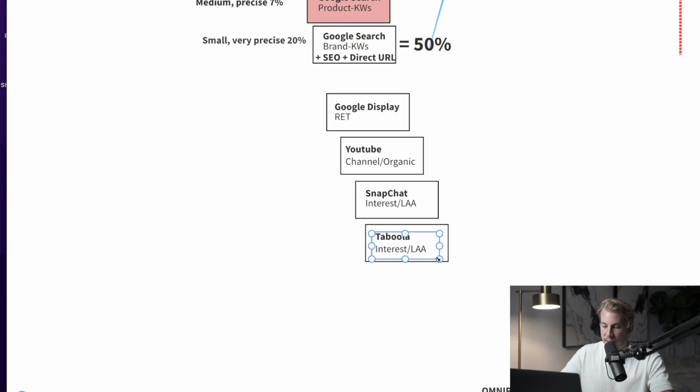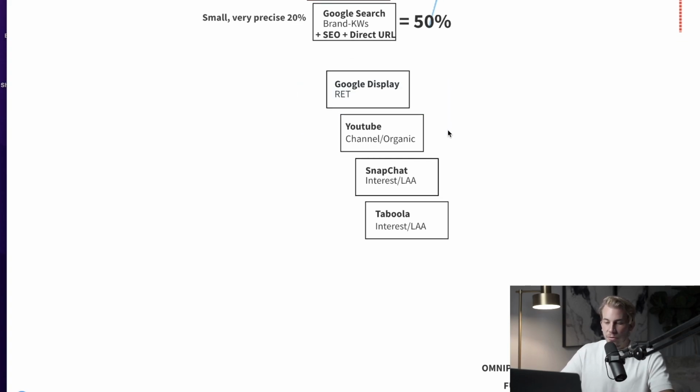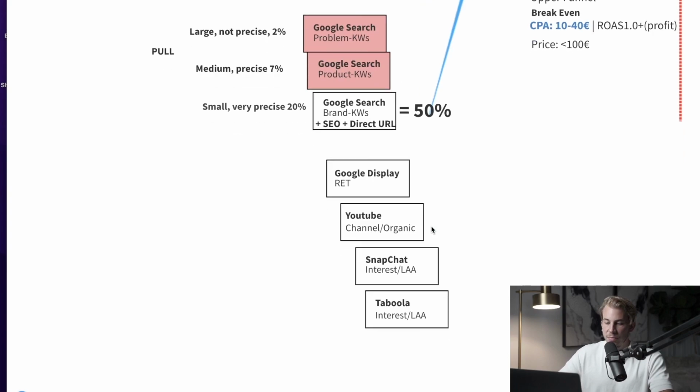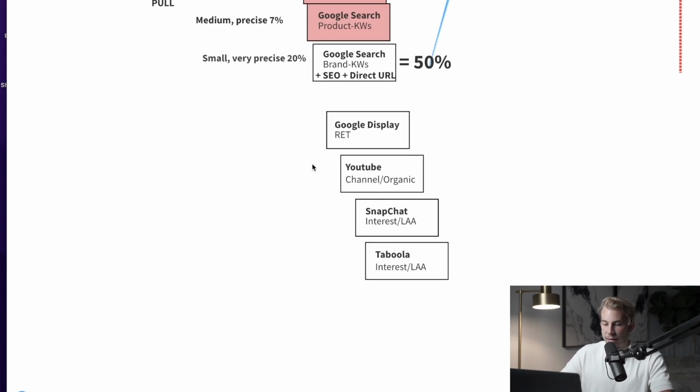Taboola and other things that are like big native. You get shown on hundreds of thousands of websites, similar to Google Display. I think it's good for retargeting. It's never been so successful in our cases with cold, because it's just too far away from the customer behavior, I think. And YouTube organic, also very, very important, and having a YouTube channel.